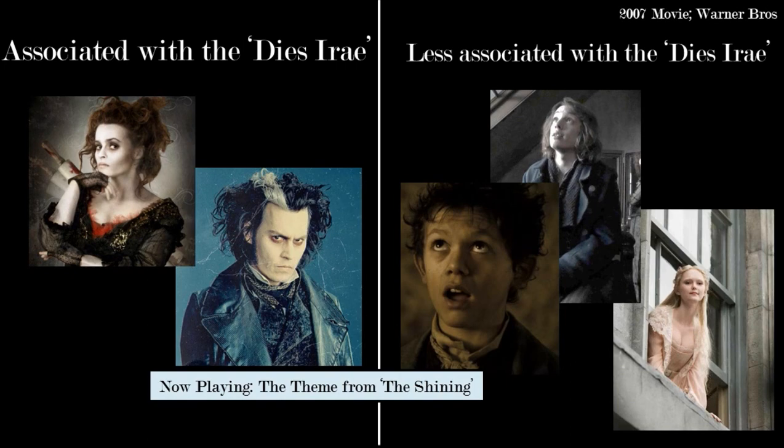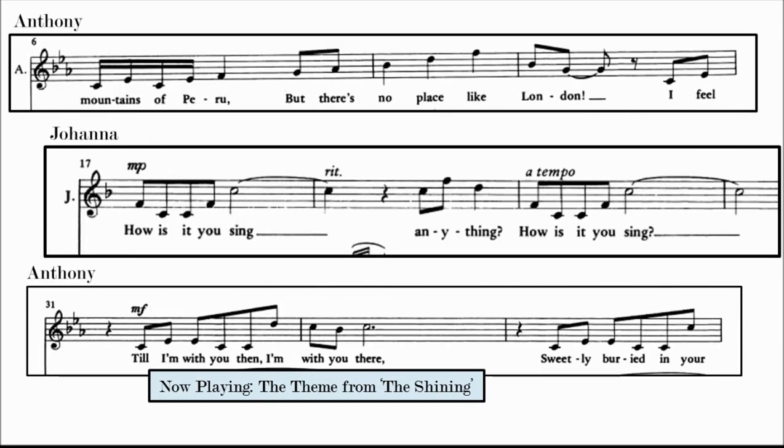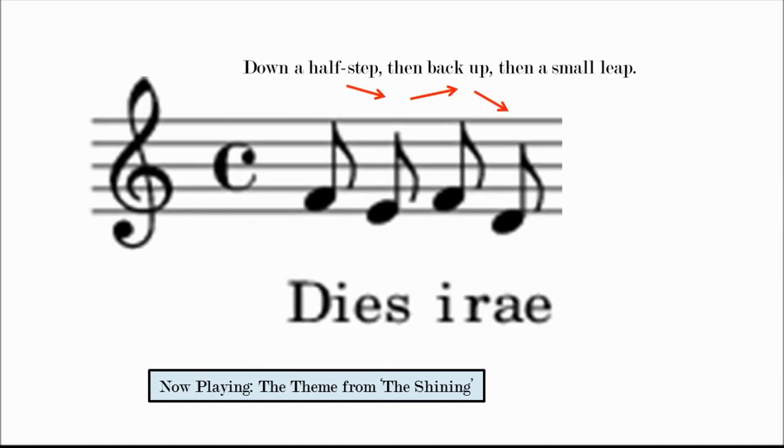This is why most of Todd's and Mrs. Lovett's melodies are spaced really closely, while the other characters feature melodies and chords that are far apart with wide intervals. Additionally, the first four notes of the Dies Irae are very distinct.